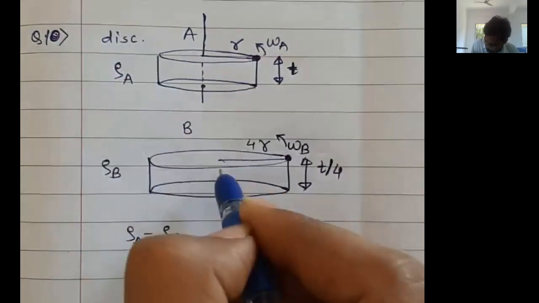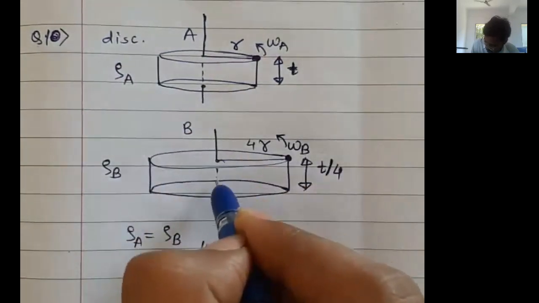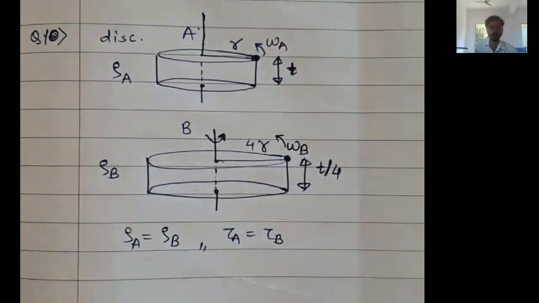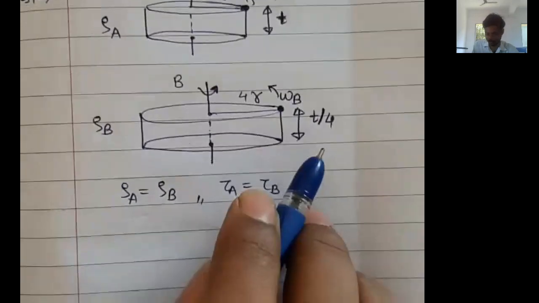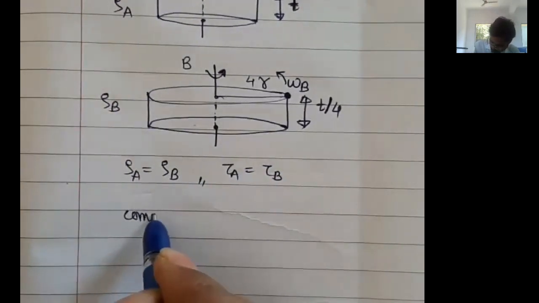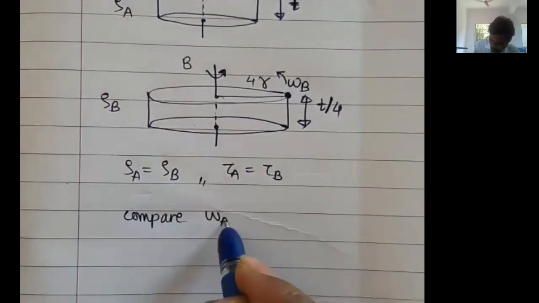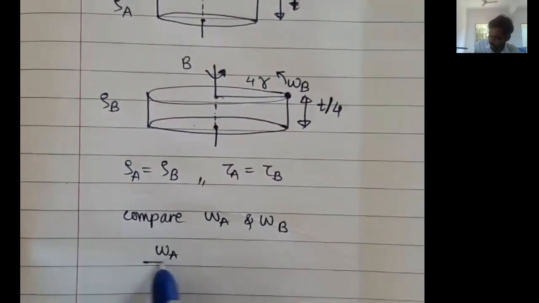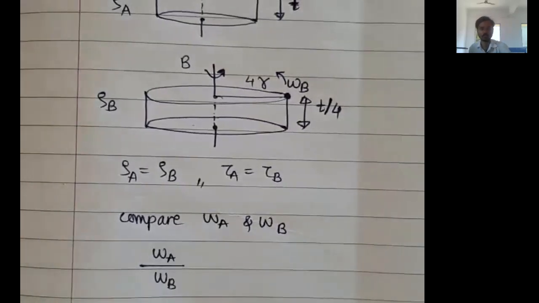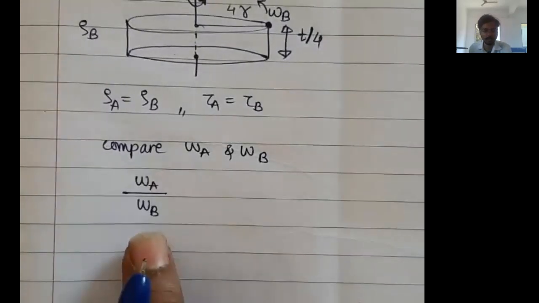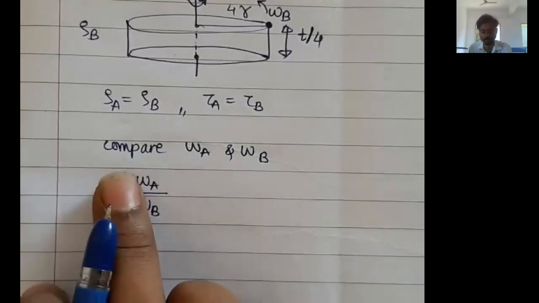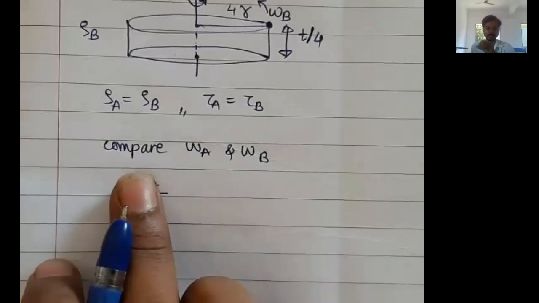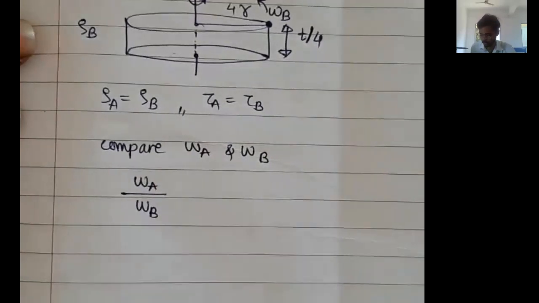Let us consider this as an axis of rotation. Now we are given equal torques, and we have to compare omega A and omega B. Means we want to find out omega A divided by omega B. If omega A divided by omega B is more than 1, omega A is more. If omega A upon omega B is less than 1, then omega A is less. In this way it is to be thought.